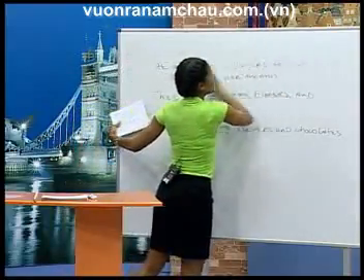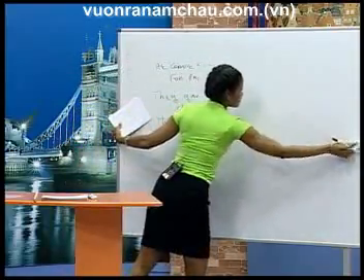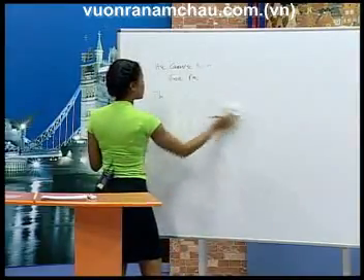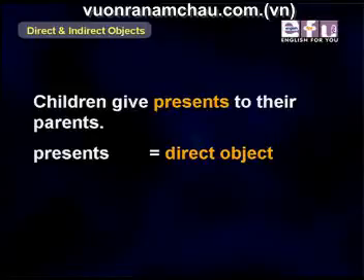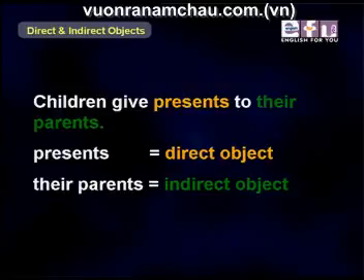Sylvia, here's another one for you. You're all doing very well. Children give presents to their parents. Sylvia: Presents is the direct object and their parents is the indirect object. Good. Presents is the direct object. Their parents is the indirect object.